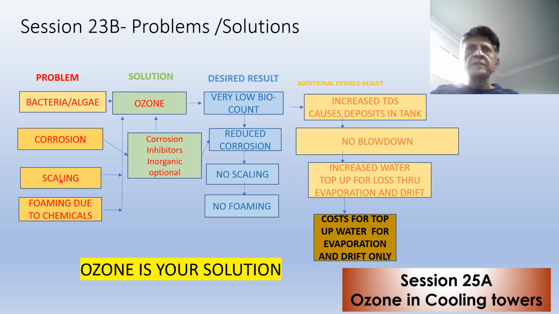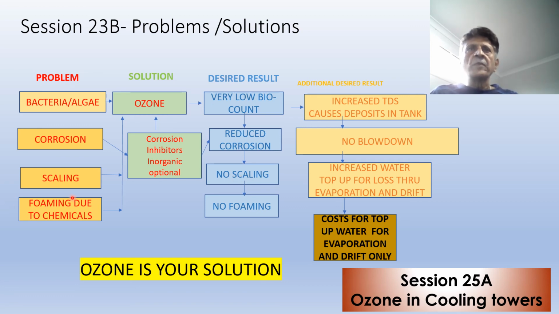If there is a problem in scaling, then with ozone, you will have no scaling. And if there is any scale, those scales will be broken down so that you will have a clean tower system, including the pipes.